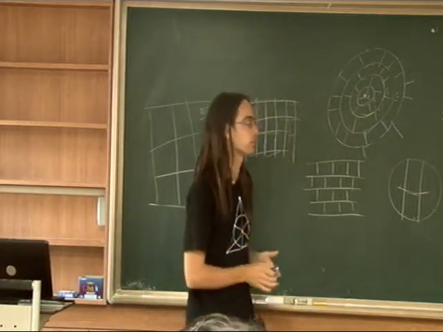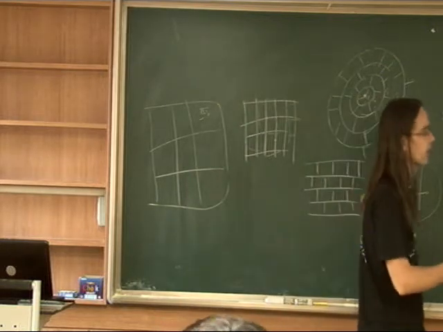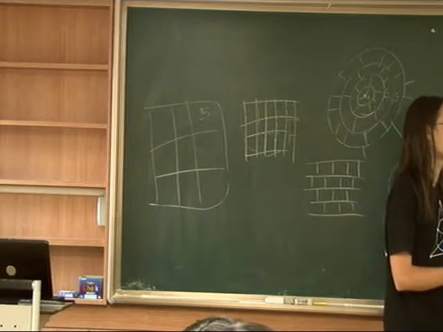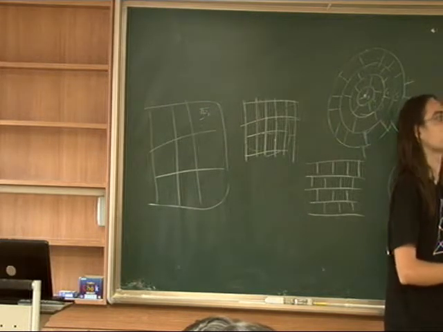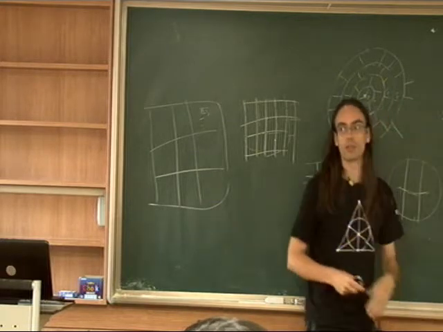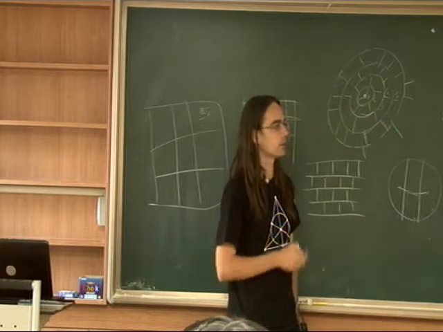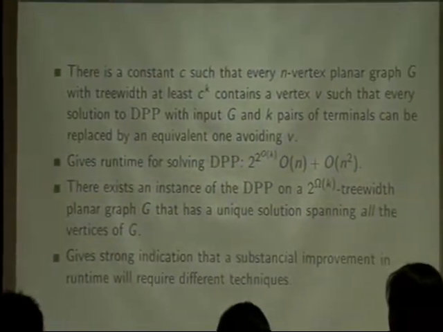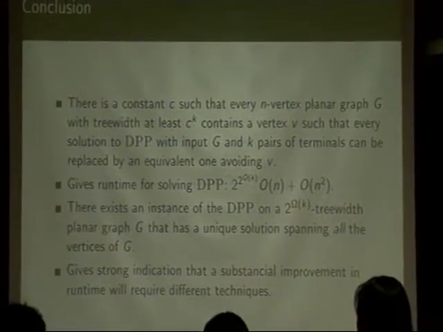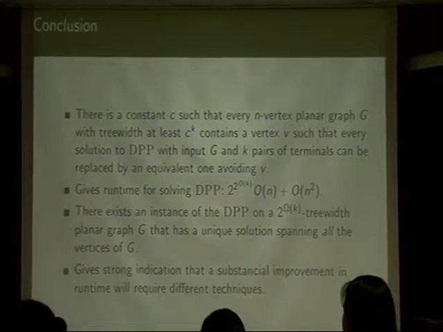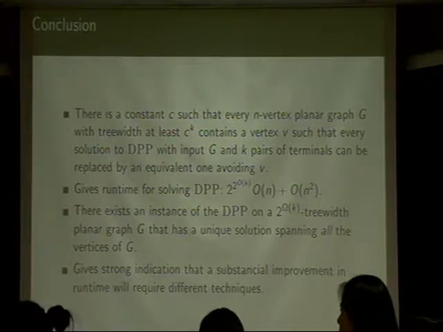We will find it. And on the other hand, we have this instance on a, again, single exponential treewidth planar graph that has a unique solution that uses all vertices, which gives a strong indication that a substantial improvement in runtime will require a different technique. Okay, so that's for the big picture.